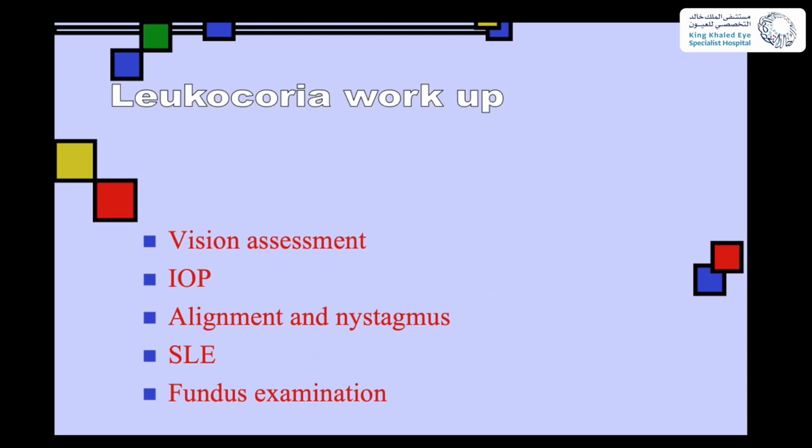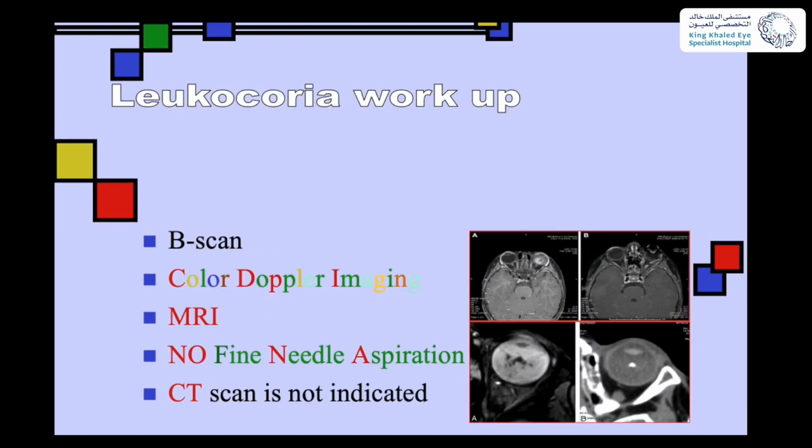Vision, intraocular pressure, alignment, whether the patient has any form of strabismus, slit lamp examination, fundus examination. B-scan is a very important tool for you to look at the posterior globe if you face difficulties examining the child, or you need to make the diagnosis. Sometimes B-scan will give you the clue and the diagnosis straightforward. Color Doppler imaging is available at KKESH if you need to know about the posterior globe vascularity. MRI is sometimes indicated, and fine needle aspiration is not indicated to make the diagnosis.